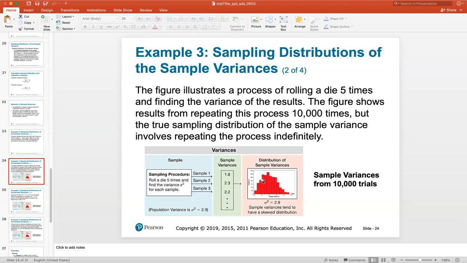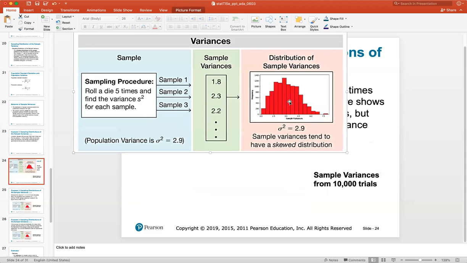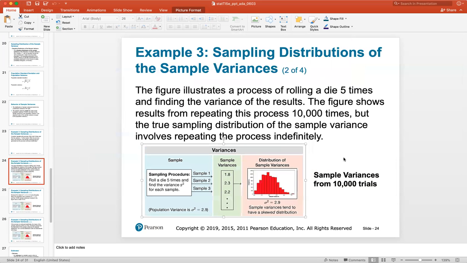As you can see, we got the histogram distribution of sample variances, and the graph is skewed to the right. When you look at this closely, you see that the mean is not the middle, but because it's skewed right, it's around 2.9. So sample variances tend to have a skewed distribution, and the sample variance approaches 2.9 as the number of samples increases.